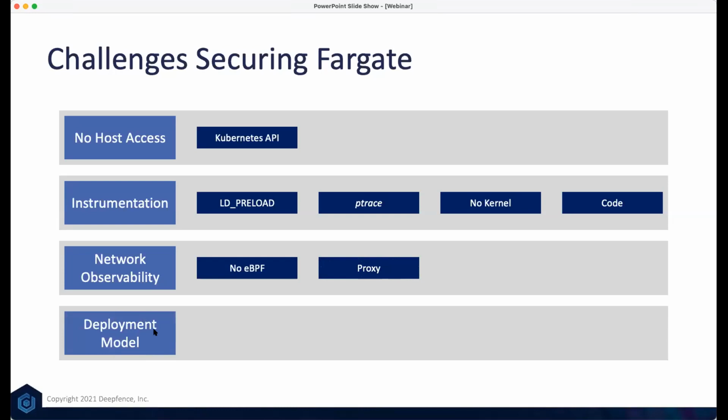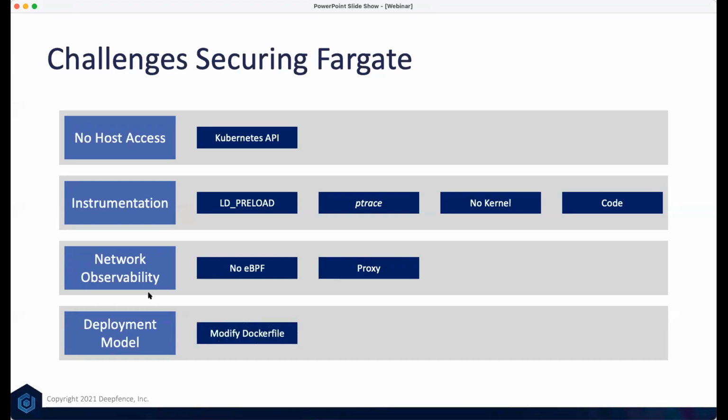So, deployment model. The lack of host and privilege access breaks the standard model of deploying agents in Fargate deployments. Without access to the host, a single agent cannot observe other containers running on the Fargate host and thus breaks the one-to-many agent to container ratio. So to overcome this, there are alternate approaches to deploying agents on Fargate instances.